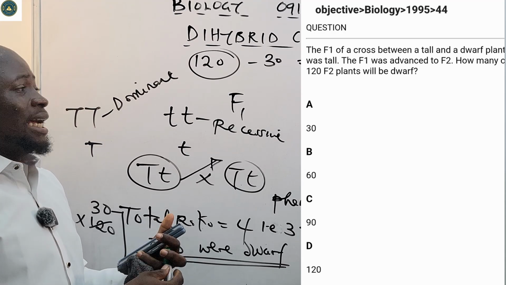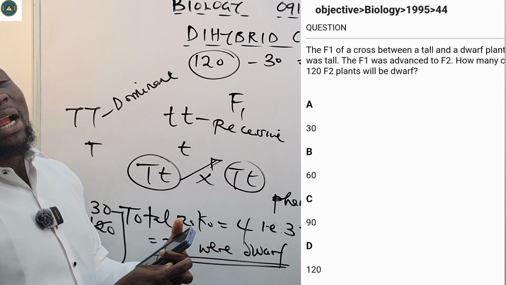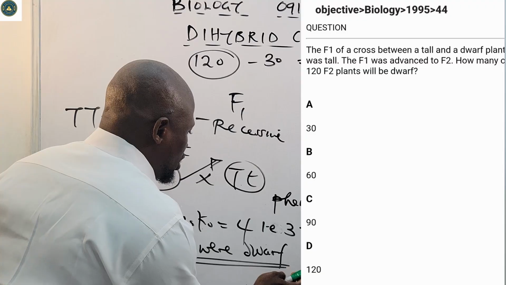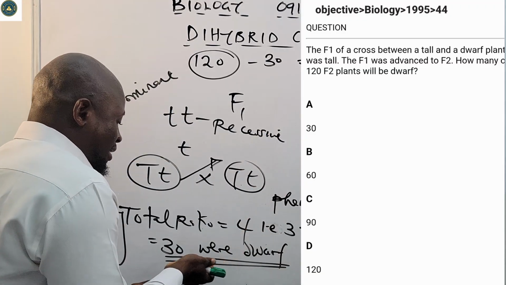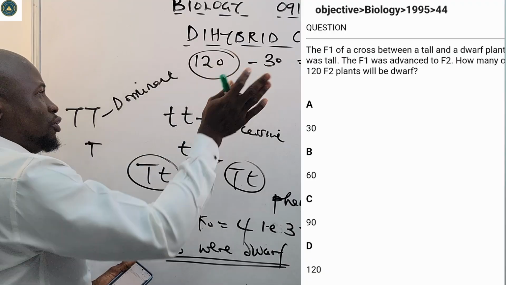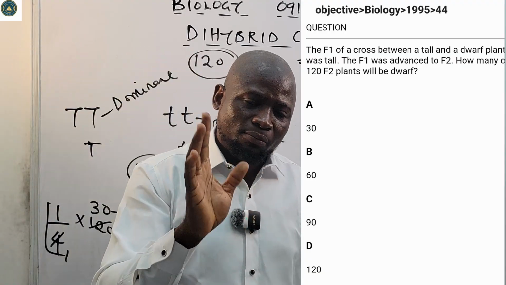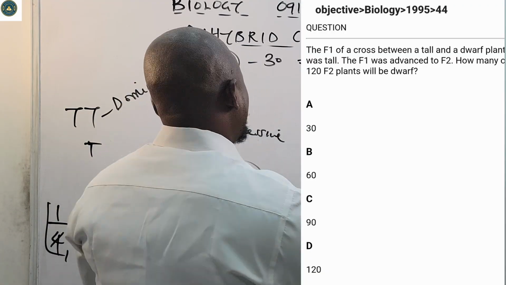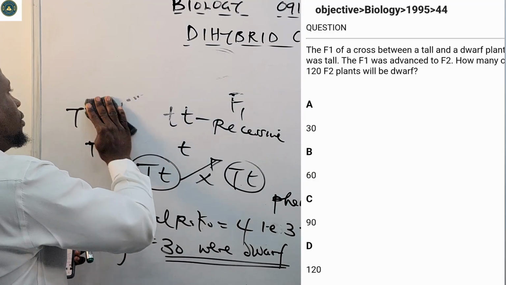I'm just trying to tell you that, let's say you were asked how many were tall among the 120, just simply subtract. You already know that since 30 were dwarf, the remaining would be the tall ones, isn't it? As simple as ABC. Please do not throw away your knowledge of mathematics. Let us see another question.